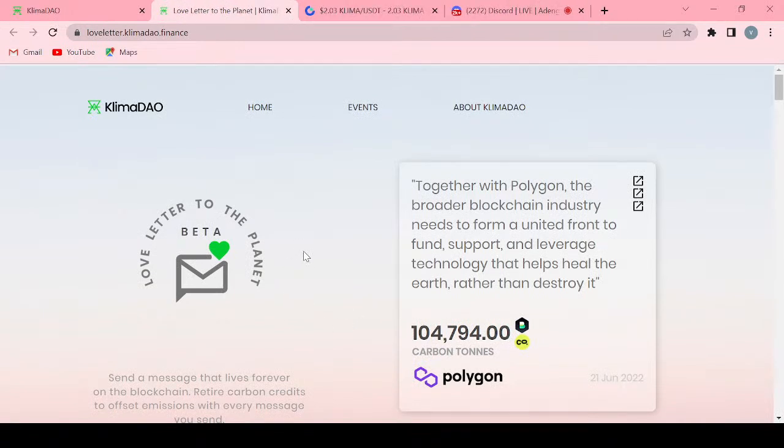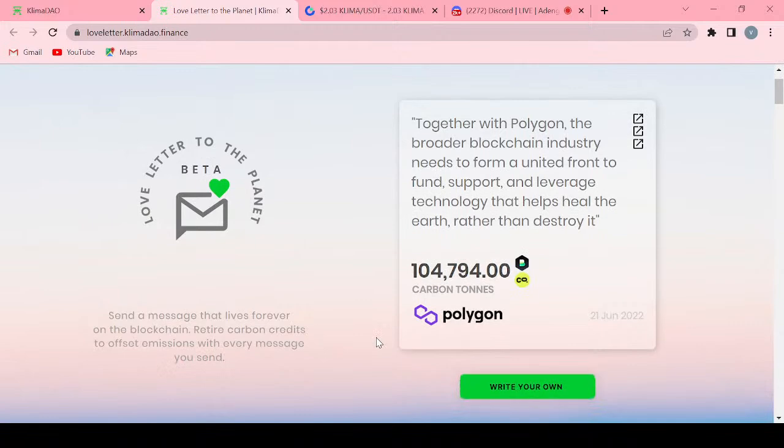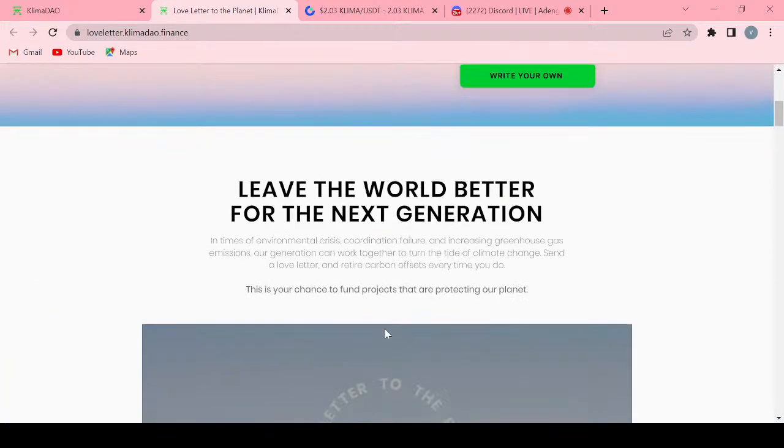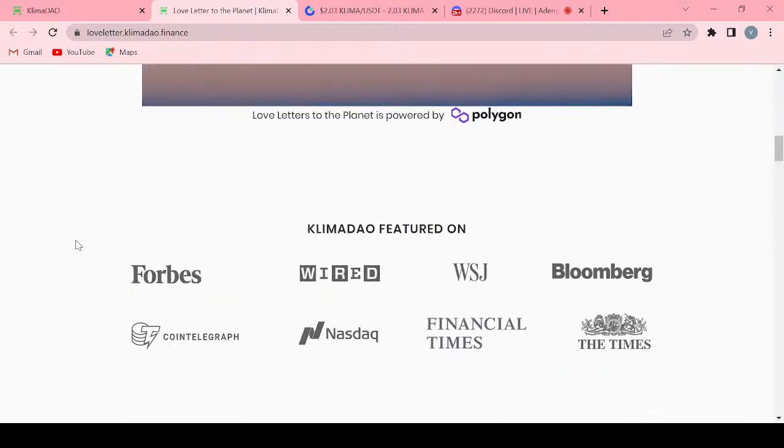Together with Polygon, the broader blockchain industry needs to form a united front to fund, support, and leverage a technology that helps heal the earth rather than destroy it. So yes, we can write our own here.